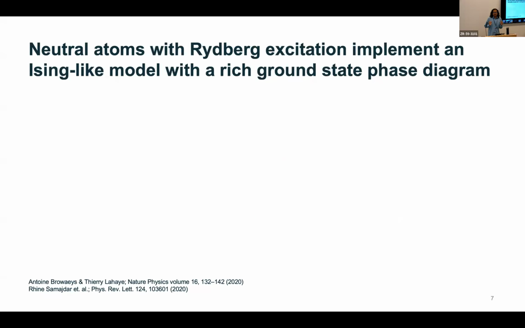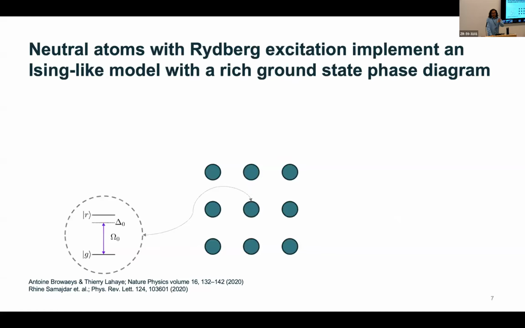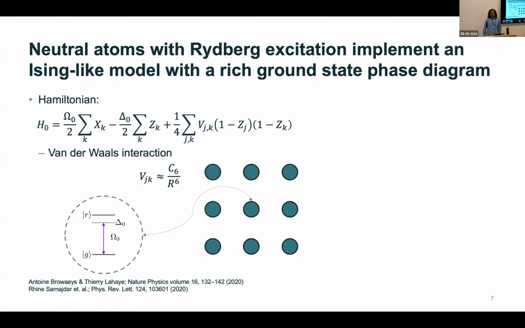However, remember we were talking about analog. So when we think of neutral atoms with Rydberg excitation, we get an Ising-like model. So the Hamiltonian for a square lattice kind of reads like this, where each atom has a ground state and a Rydberg state with a Rabi frequency omega 0 and a detuning delta 0 for the ground-Rydberg excitation. We have these terms, a transverse field proportional to the Rabi frequency, a longitudinal field proportional to detuning, and these van der Waals interactions between atoms when they're excited to the Rydberg state.